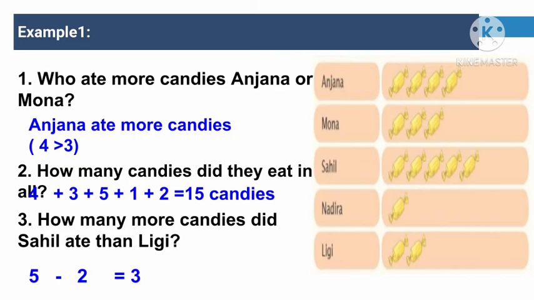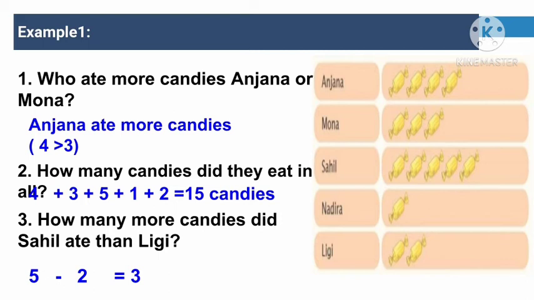Now look at the first question given here. Who ate more candies, Anjana or Mona? So you want to tell who ate more candies. Look at the numbers. Anjana ate 4 and Mona ate 3. 4 is greater than 3, right? So Anjana ate more candies.